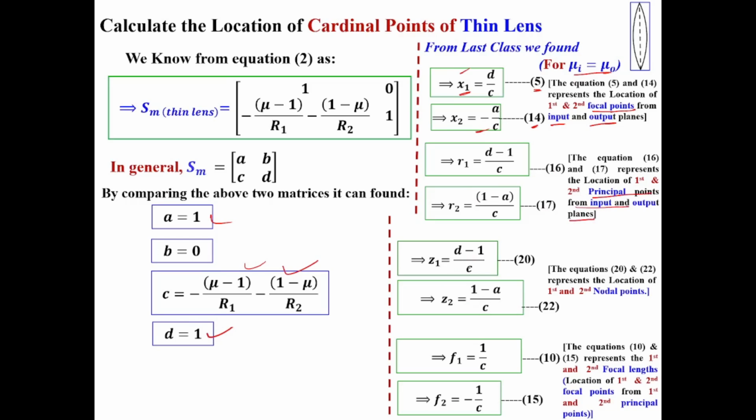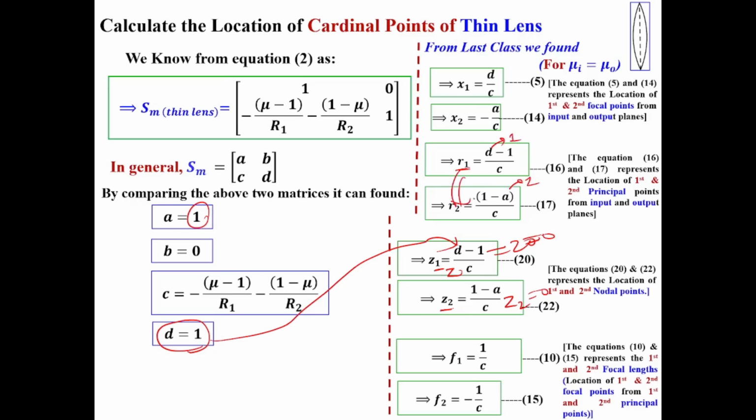Z1 and Z2, here equations number 20 and 22 represent the location of the first and second nodal points. Here F1 and F2 represent the location of the first and second focal points from the first and second principal points, and the corresponding magnitude will be the focal lengths. So here you can see that the d value is 1. If I substitute d equal to 1 here, z1 will be 0. The a value is 1, so z2 is also 0. Likewise, if I put d equal to 1 and a equal to 1, r1 and r2 both come out as 0.